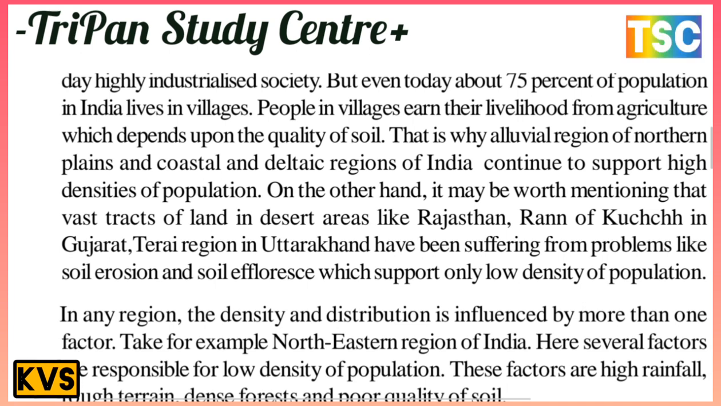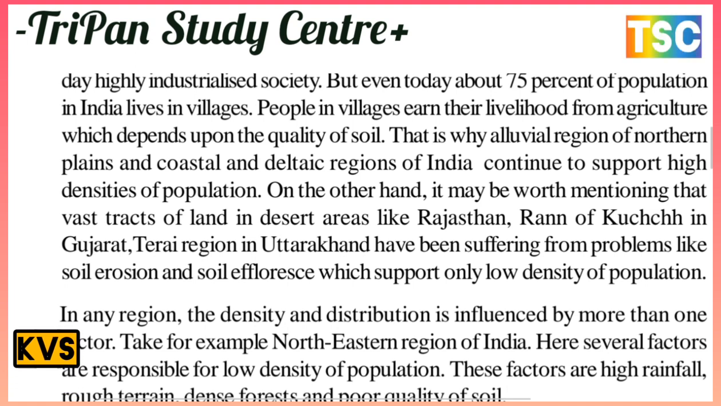On the other hand, it may be worth mentioning that a vast tract of land is desert area, like Rajasthan and the Rann of Kutch in Gujarat. The reason is that Uttarakhand has been suffering from problems like soil erosion and soil infertility, which support only a low density of population.